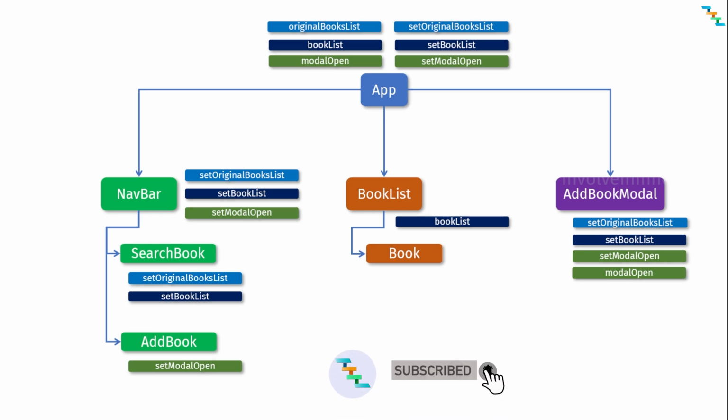So this is what prop drilling is. Now consider if this tree looks like 5 or 6 levels, and if you require only this book list at the 7th level, even though it isn't required in all the above levels, you need to still pass it like how we are doing. This is the main problem without having global state management.